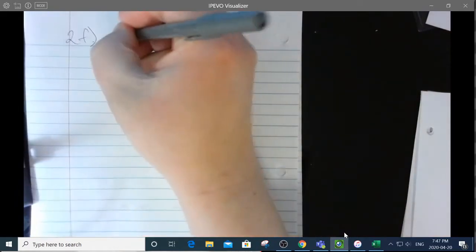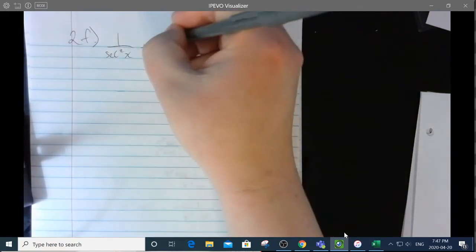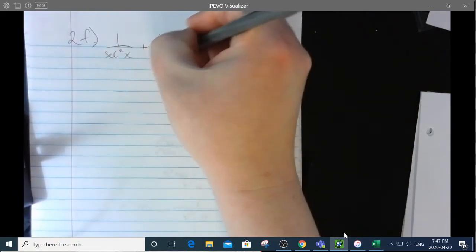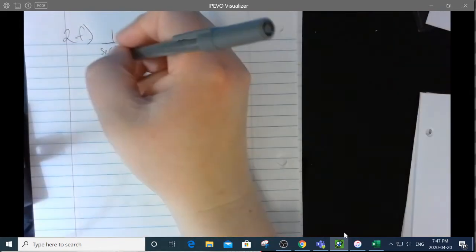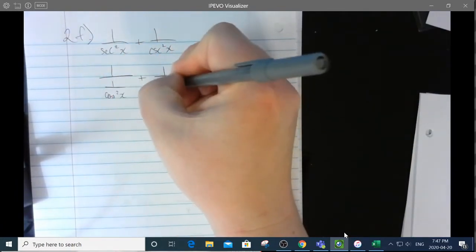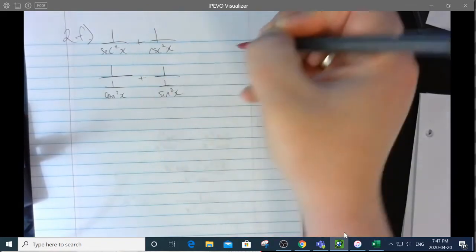So let's do 2F. So 2F says 1 over secant squared x plus 1 over cosecant squared x. And okay, once again, I have to start thinking, what does it mean to simplify this? Well, I guess it means to add them together. But I think before I add them together, I'm going to simplify them in terms of turning them into sine and cosine. So this is 1 over cosine squared of x, and this is 1 over sine squared of x.